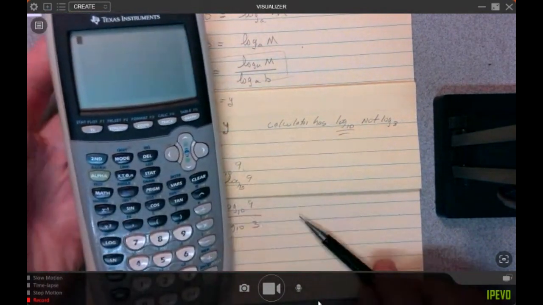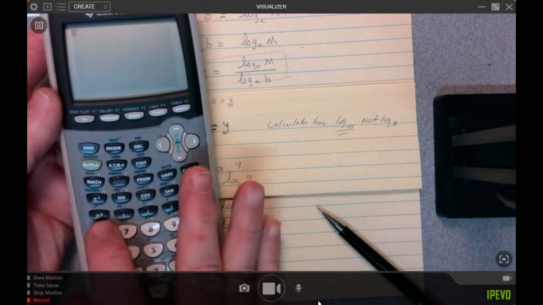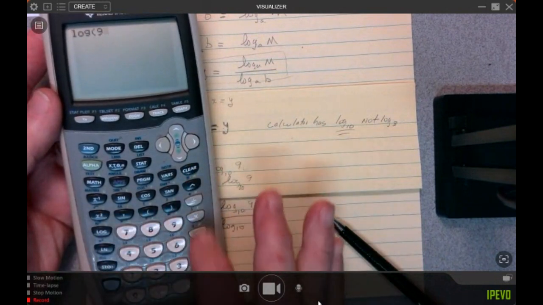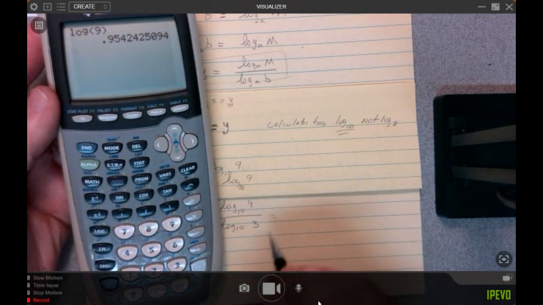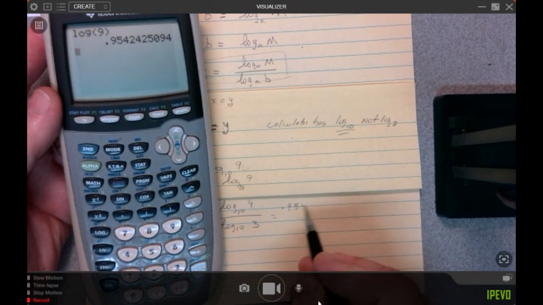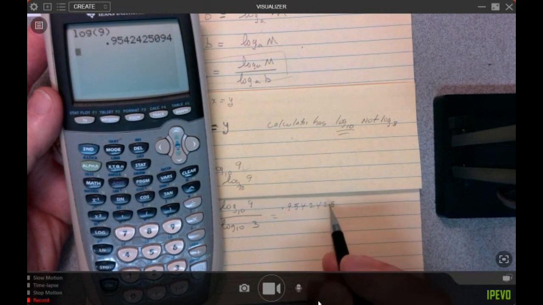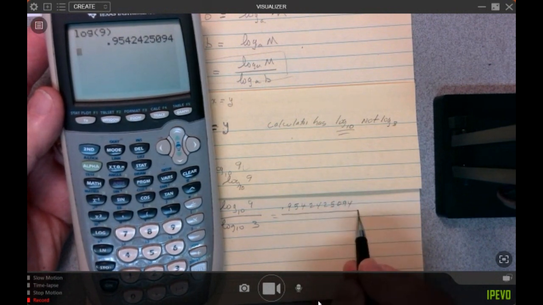All right, so log to the base 10 of 9 is the first thing I want. And it's that value, a decimal value that doesn't appear to be terminating or repeating. So I'm just going to write a few places here. All right, so there's that written down on the pad.